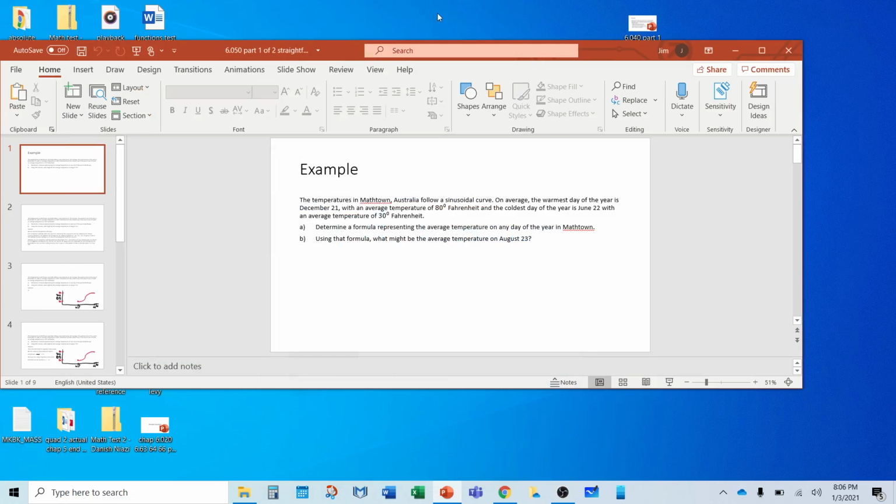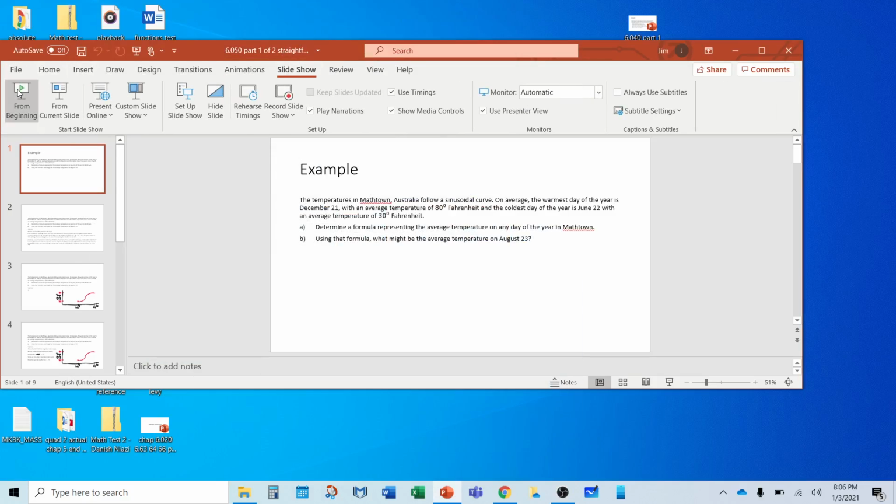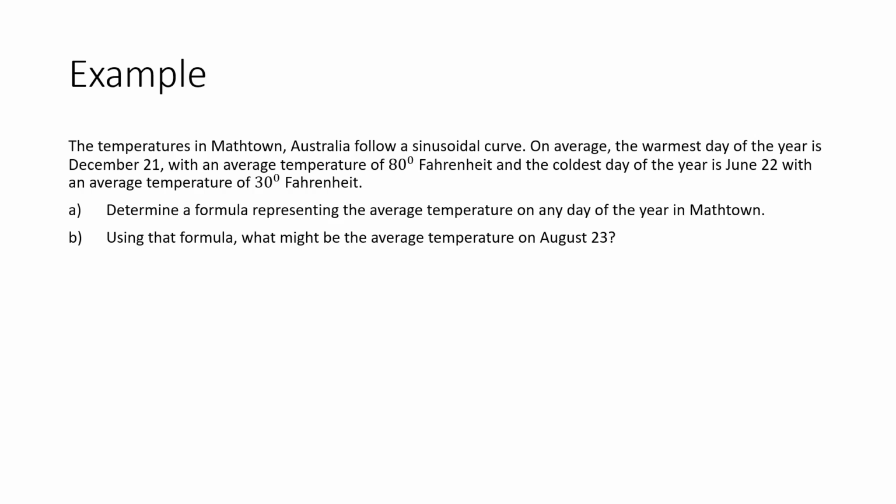In this question, we're going to do a periodic functions word problem question dealing with temperatures. There's a town in Australia named Mathtown that has temperatures following a sinusoidal curve. The warmest day of the year is usually December 21st, and the coldest day of the year is usually June 22nd. And we want to determine a formula for the average temperature on any day of the year in Mathtown, and then using that formula, we want to figure out what the average temperature might be on August 23rd.